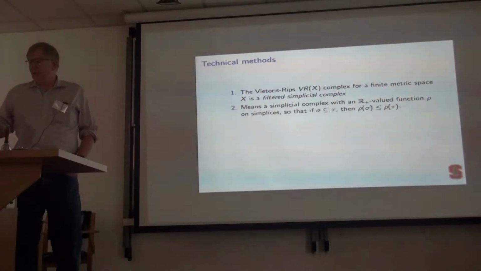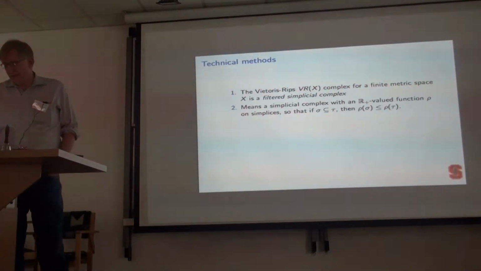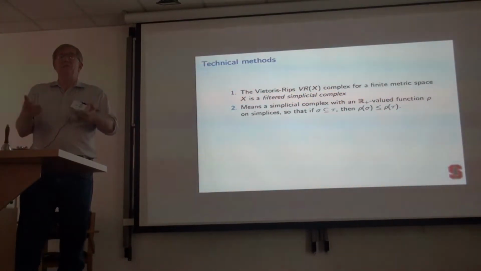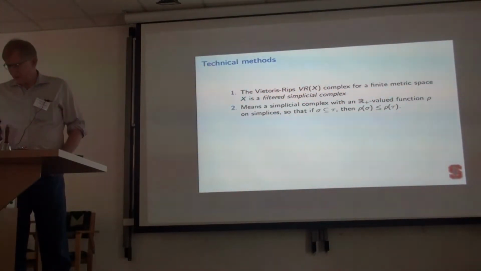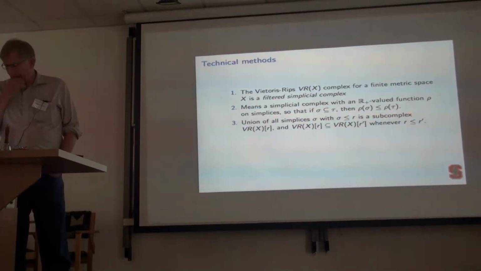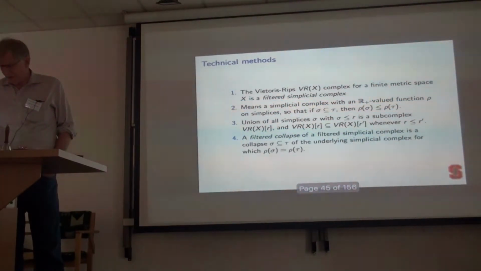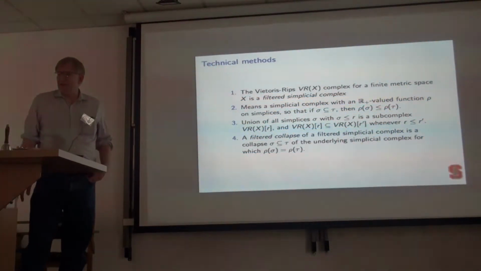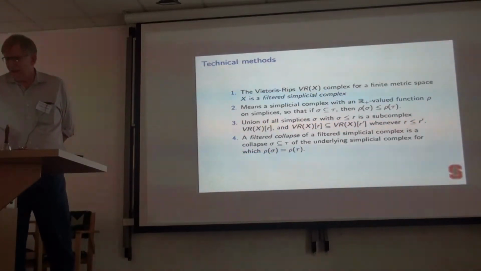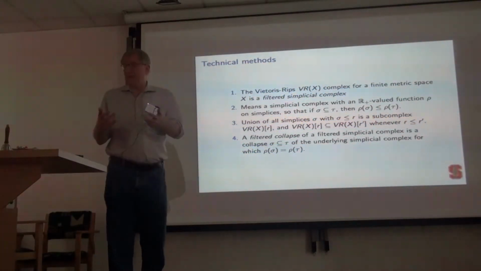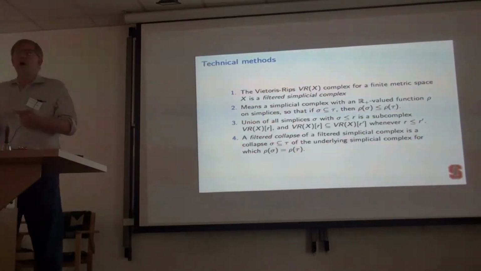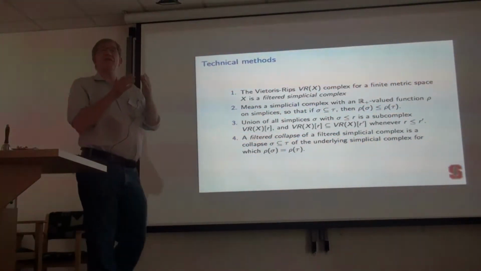So this Vietoris-Rips complex for a finite metric space is a filtered simplicial complex. It means a simplicial complex with an R-plus valued, so a non-negative real valued, function on the simplices. Each simplex is given a filtration value, and that filtration is the maximum distance between any pair of points within the simplex. So we get these subcomplexes that I just described, and a filtered collapse of a filtered simplicial complex is a collapse of the total complex, but that has the property that rho of sigma is equal to rho of tau. In other words, they have the same filtration.